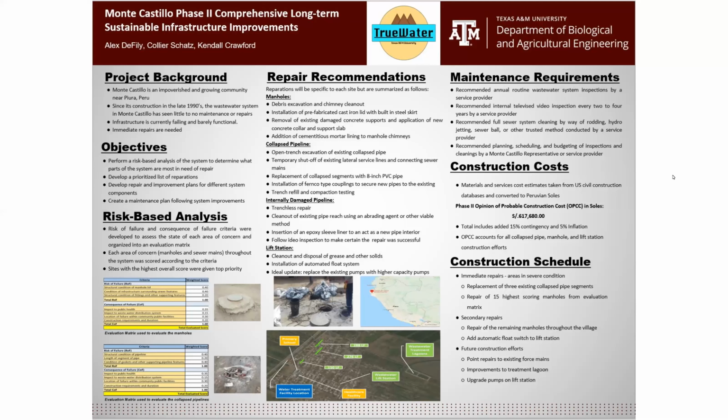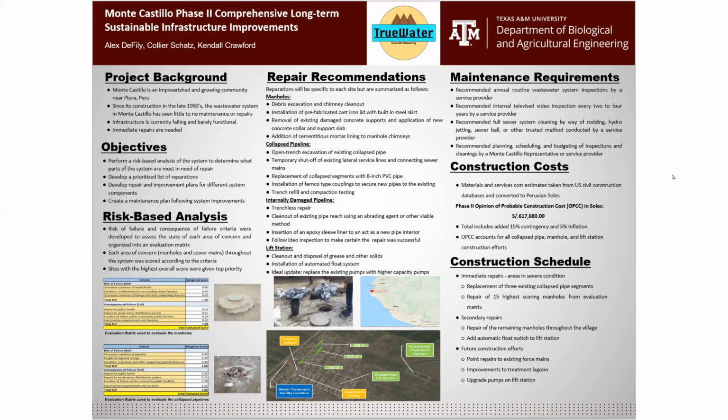That's where we come in with our project. So the objectives of the project were to first perform a risk-based analysis of the system to figure out which parts of the system we need to repair first. From there, we developed the prioritized list of repairs and then developed repair and improvement plans for each system component, and then created a maintenance plan so we could have future fixes to the problems that will come up later on.